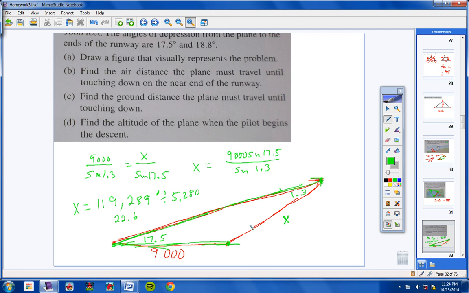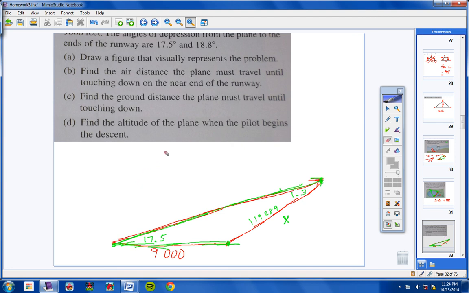So moving on, here we go. I'm going to go ahead and put the feet right here, 119,289. Now let's continue on. Let's see what else they want us to do. Letter C, they want us to find the ground distance the plane must travel until touching down. So here's the plane, okay? Here's where it's going to touch down. The air distance was from here to here. The ground distance is the distance it travels from here over to here. That's the ground distance. Well, that's easy. Call that y.